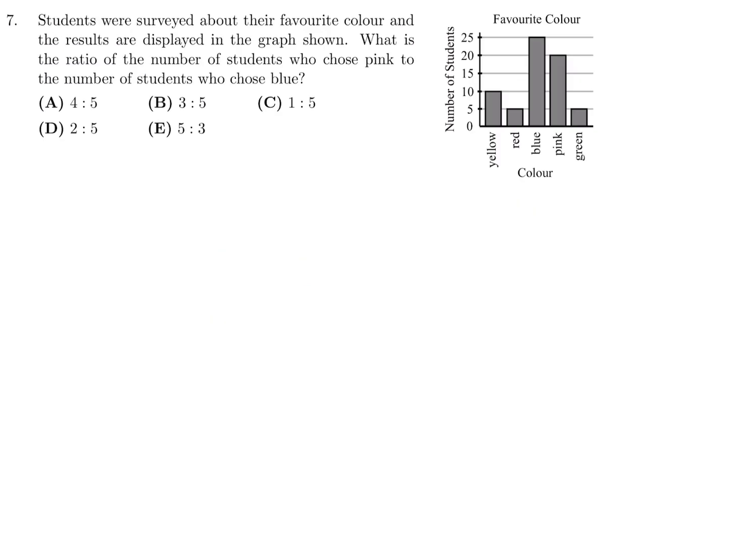Students were surveyed about their favorite color, and the results are displayed in the graph shown. What is the ratio of the number of students who chose pink to the number of students who chose blue? So we want pink over blue. Pink in this graph is 20, and blue in this chart is 25. So there we go, 20 over 25. In lowest terms, that's 4 to 5. And that is represented by 7A.